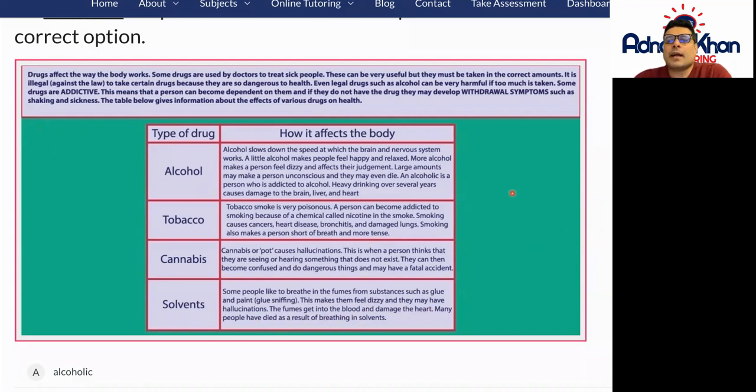So remember that a drug addiction is not always good. There are legal drugs signed off by the doctor, and there are illegal drugs which are against the law, which people sometimes take. And if you become addicted to a substance or a drug, that means it's difficult to give up. And when you do try and give up, you have withdrawal symptoms such as shaking and sickness. So it's very, very important that we understand what legal drugs and illegal drugs are and how much to take of them if they're allowed.